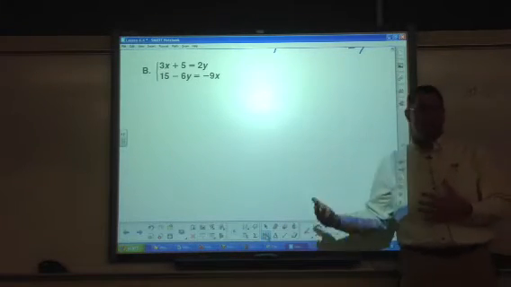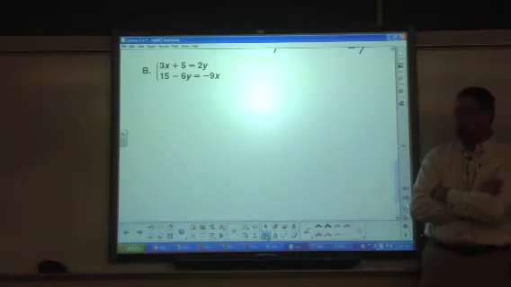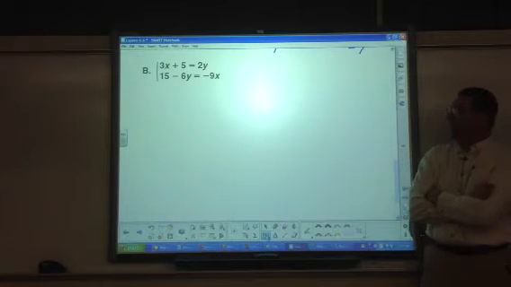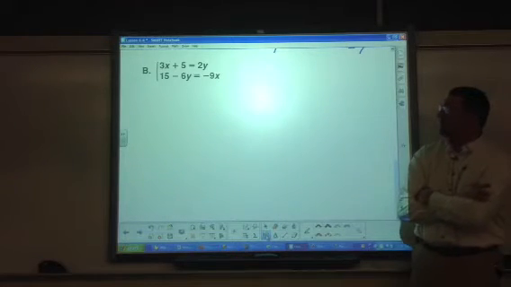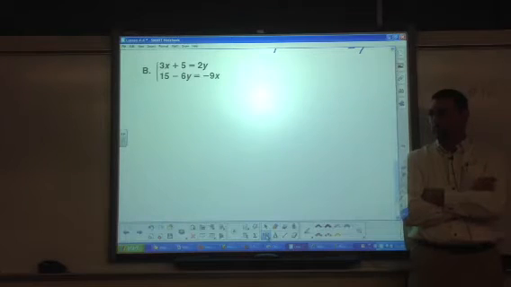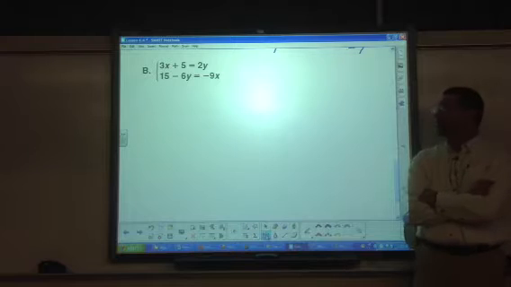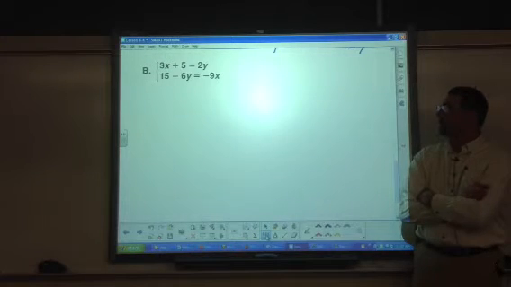So when you look at this one, 3x plus 5 equals 2y. And 15 minus 6y equals negative 9x. What's the first thing I need to do? You have to move 15 to this side and then.